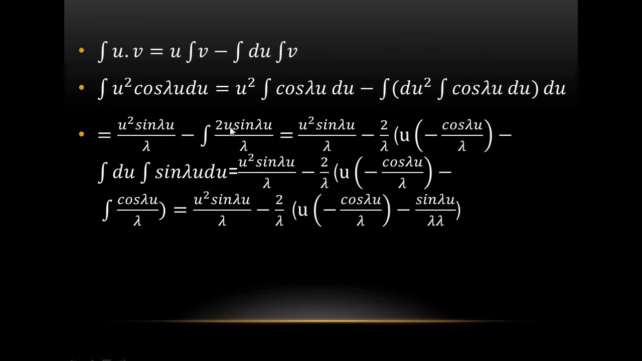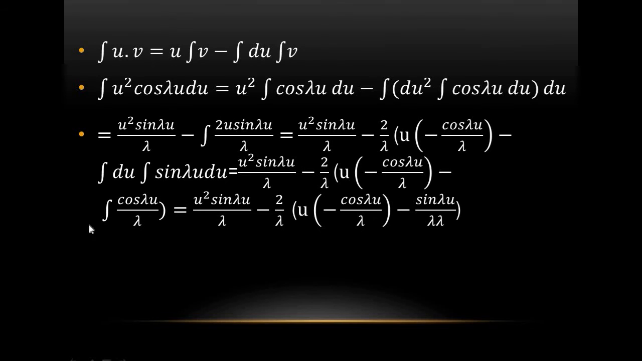So here again we have to use integration by parts, x into sin lambda x. So here x as it is, integration of sin lambda x is nothing but minus cos lambda x upon lambda, minus integration of derivative of x. So here derivative of x is 1, so 1 into integration of sin lambda x, which is minus cos lambda x upon lambda. So the first term as it is, x square sin lambda x upon lambda, minus 2 upon lambda as it is, in bracket x as it is, minus cos lambda x upon lambda as it is, minus.